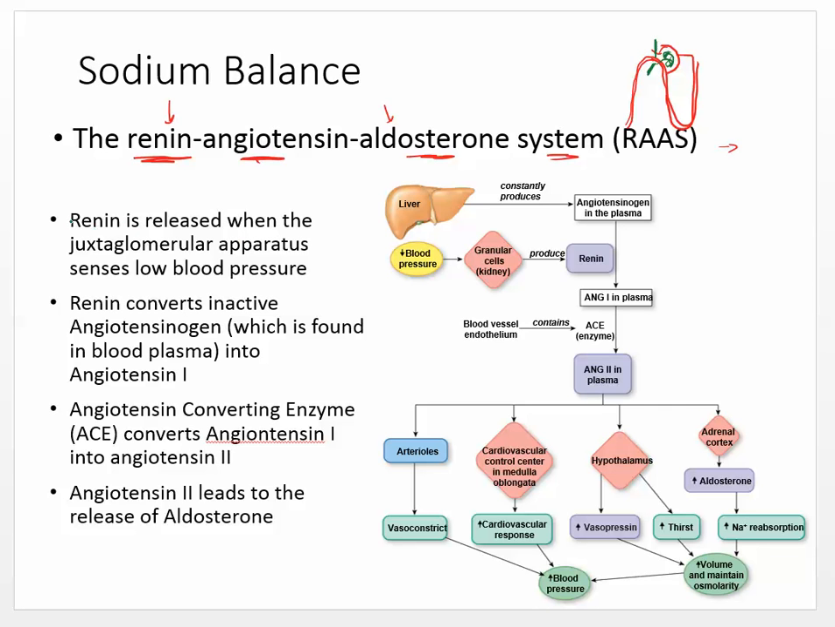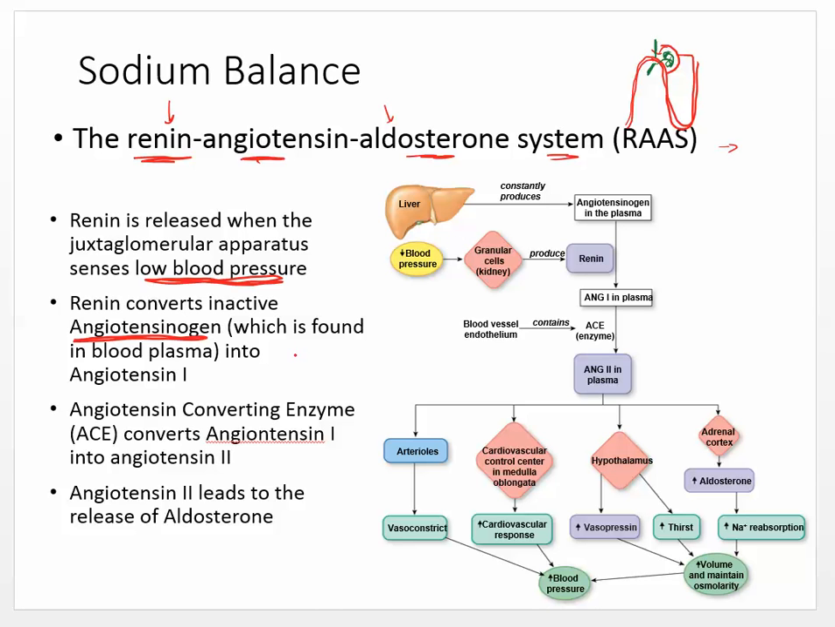And this renin, so let's just go through this list. Renin is released when the juxtaglomerular apparatus senses low blood pressure. So this is the kidney itself saying, oh, there's pretty low blood pressure. So you have this going around in your blood right now, a molecule called angiotensinogen. It's floating around in your blood right now. It's made in the liver, and it's not doing anything.